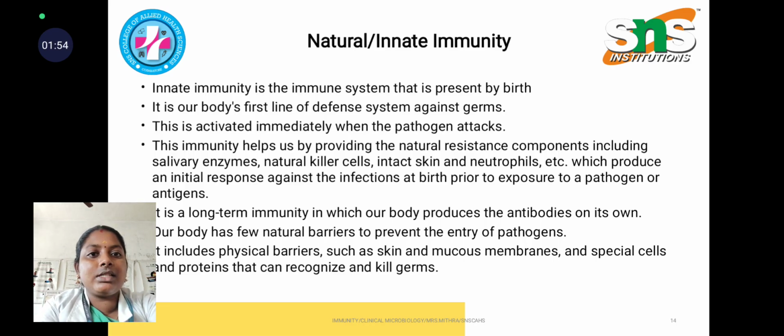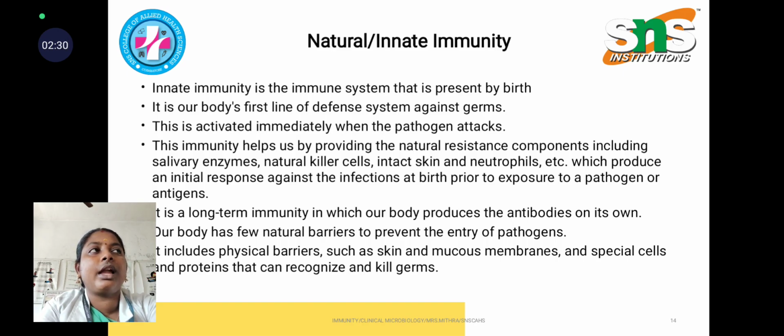It is our body's first line of defense mechanism against germs, and it is activated immediately when pathogens attack our body. This immunity provides natural resistance components such as salivary enzymes, natural killer cells, intact skin, and neutrophils, which produce the initial response against infections. It is the long-term immunity in which our body produces the antibodies on its own.